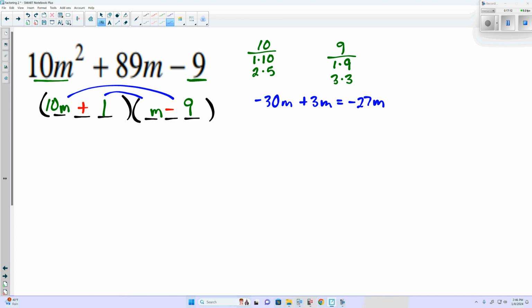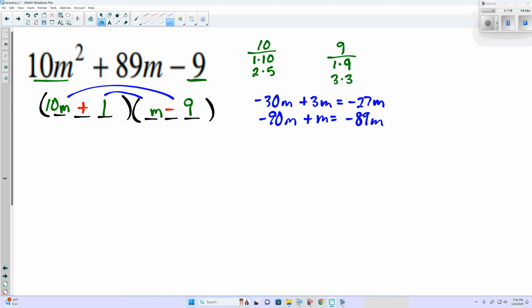10m times negative 9 is negative 90m. 1 times m is plus 1m. And negative 90m plus m is negative. Is that the middle term we wanted? No, but yes, because it is the correct number, but wrong sign.